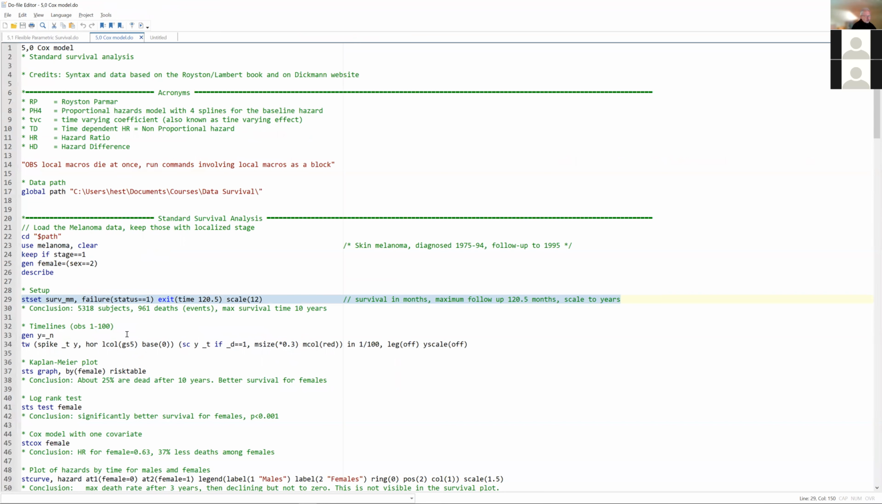Now, I'd just like to show you a timeline plot that I like to do at the beginning. I just generate an outcome variable y equal to _n, which is just numbering all the observations in my data set. And then I do a spike plot of _t, the observation time from the stset command, versus this y variable. And this is what it looks like.